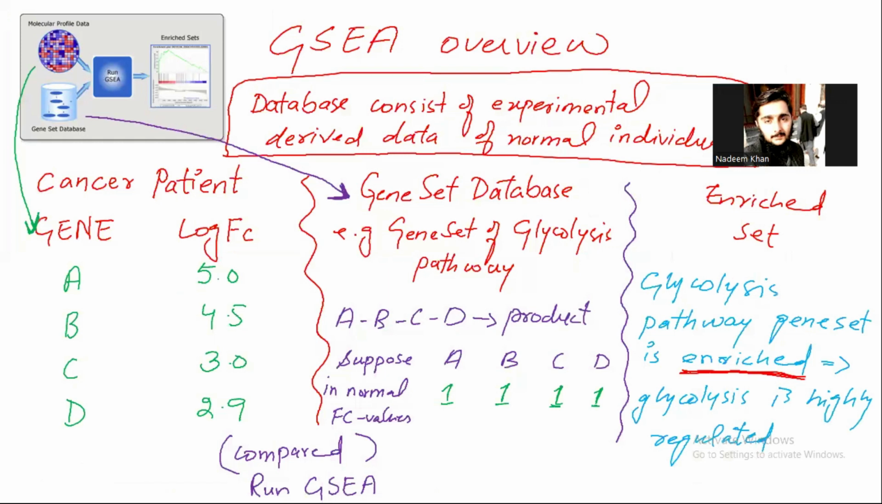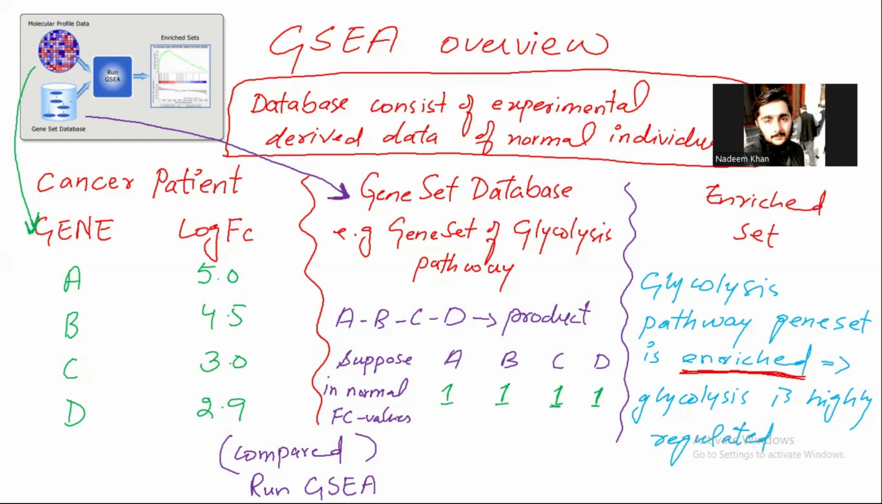If I explain it in a very simple way, molecular data is our input data. Suppose the input data is our cancer patient data, which consists of genes A, B, C, D with a specific log FC value. Now, what is a gene set database? A gene set database consists of experimentally derived data of normal individuals, with genes that have specific log FC values or specific expression. So it consists of gene sets with specific expression values, related to different pathways. For example, take the gene set of the glycolysis pathway. There are 4 genes A, B, C, D, and a product is formed. We know the expression of genes A, B, C, D in the glycolysis pathway is experimentally derived, and for example, it is 1 for all the genes.